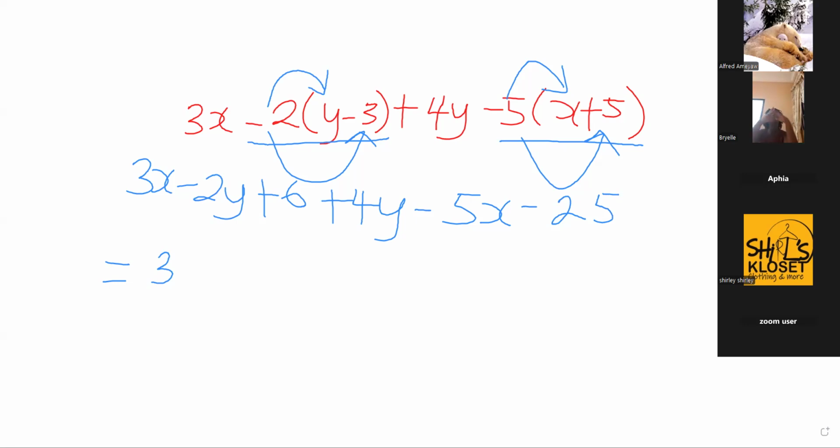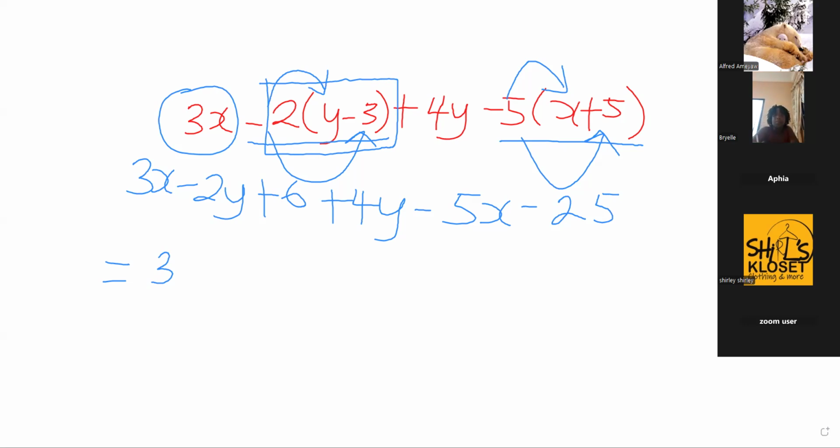So I've given you this expression: 3x minus 2 into brackets y minus 3, plus 4y minus 5 into brackets x plus 5. And you are asked to expand or simplify this. What you have to notice is that 3x cannot be simplified. It's a term. But within the second term, there are two parts. Okay, so you are going to expand.